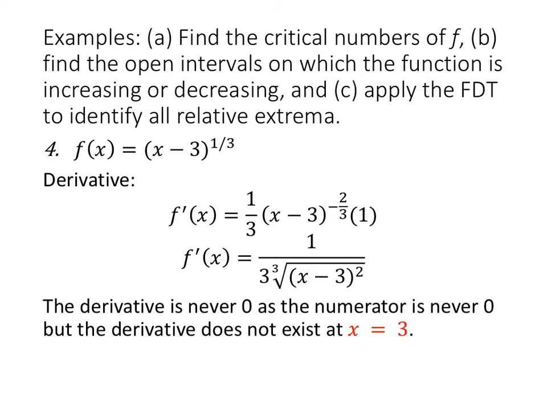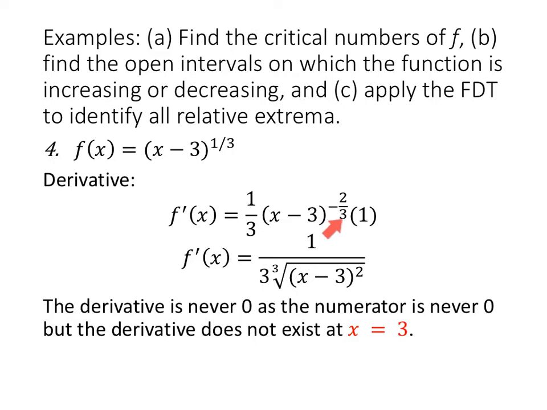So let's do something that's not a polynomial. Example 4 is f of x equals x minus 3 all to the 1/3 power. The derivative is 1/3 x minus 3 to the negative 2/3 times 1. Can't forget to multiply by the derivative of the inside. It's a good habit to get into, even if it's just 1. When I simplify, my 3 is in the denominator. My x minus 3 is to a negative power, so I take it to the denominator, make it positive.